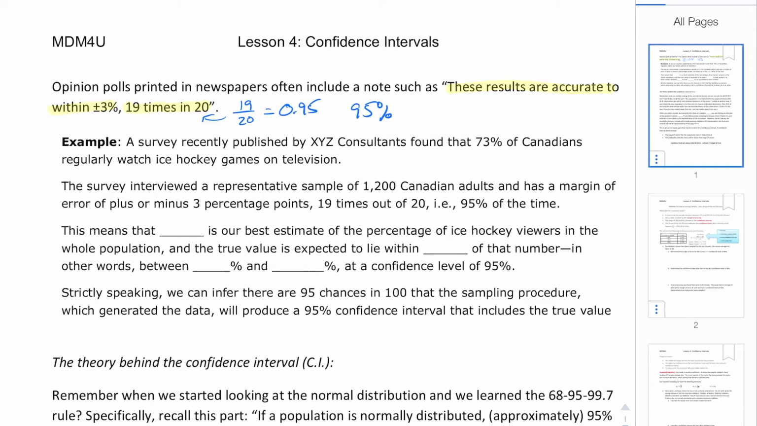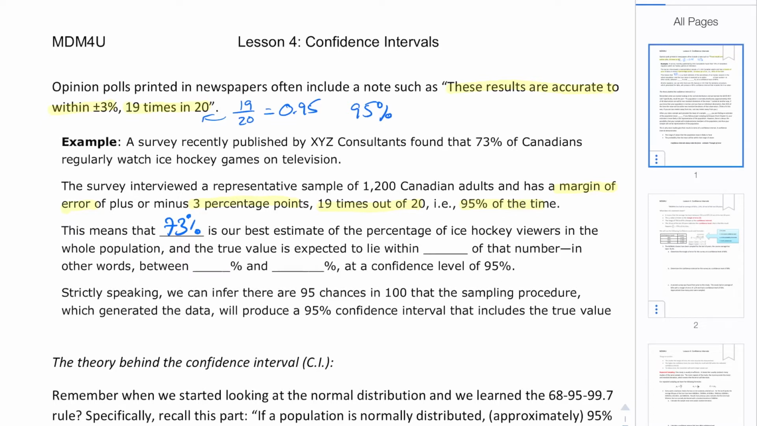And let's look at an example here. A survey recently published by XYZ Consultants found that 73% of Canadians regularly watch ice hockey games on television. The survey interviewed a representative sample of 1,200 Canadian adults and has a margin of error, which is a terminology we're going to use, of plus or minus 3 percentage points 19 times out of 20, i.e., like we were saying, 95% of the time.